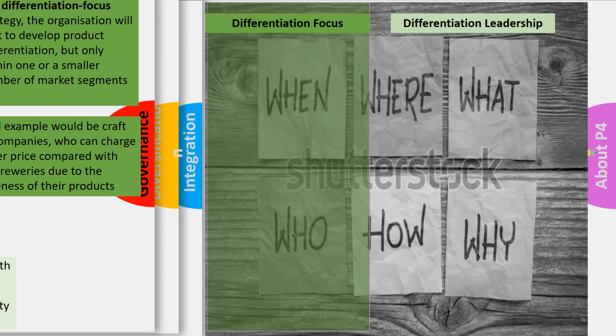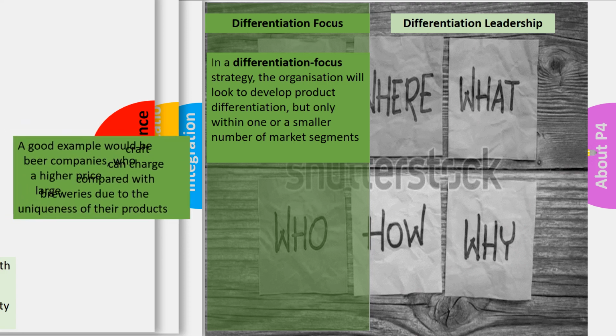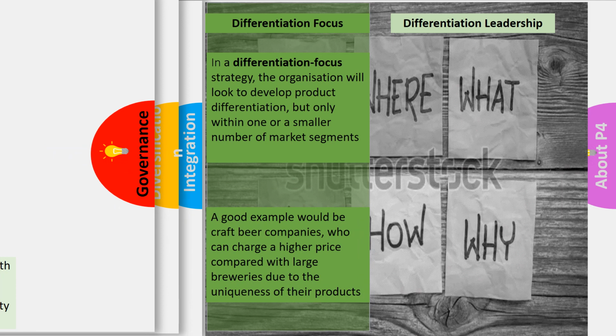We have differentiation focus and differentiation leadership. In a differentiation focus strategy, the organization will look to develop a product differentiation, but only with one or a smaller number of market segments. Again, a bit like the cost focus, you're trying to target a small segment of products that are differentiated in some way, shape, or form. A good example would be craft beer companies who can charge a higher price compared with large breweries due to the uniqueness of their products.